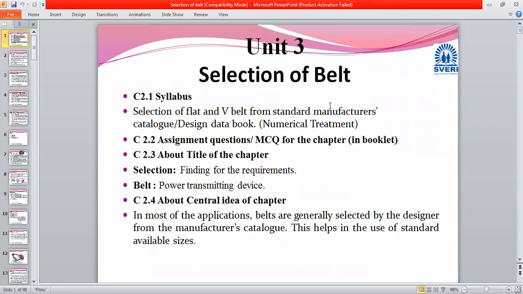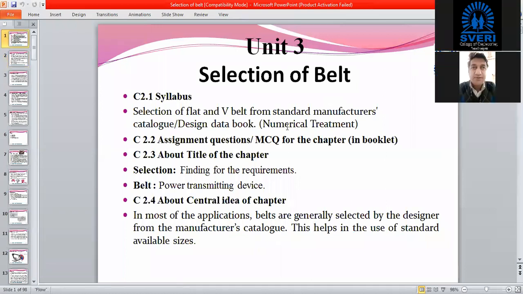So here we are, and we are starting unit number 3. The name of this unit is selection of belt. As we are going to see, the syllabus for this particular unit is selection of flat and V belt from standard manufacturer's catalog and design data book. Here, numericals are expected for flat belt as well as for the V belt. Now, the assignment questions from the assignment booklet will be given to you.